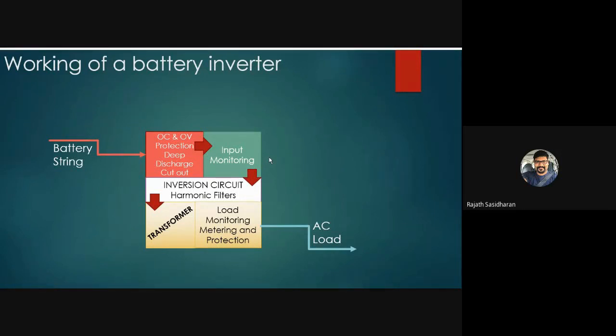We get a neutral out of it. We get a phase out of it. Then we feed into the AC load, which is a dedicated load. So what if there is a short circuit, or somebody added too much load beyond the capacity of the inverter? So it needs to break. So there is always a load monitoring, metering, and protection in the output side of the battery inverter.